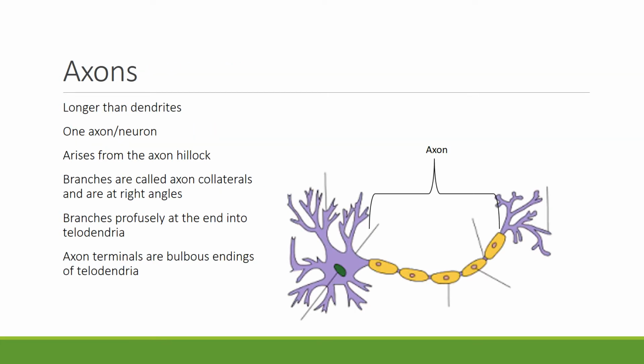Let's compare axons and dendrites. Axons are longer than dendrites. There is one axon per neuron. The axons arise from an area known as the axon hillock. Branches are called axon collaterals and are at right angles to the main axon. Axons branch profusely at the end into telodendria. Axon terminals are the bulbous endings of telodendria.